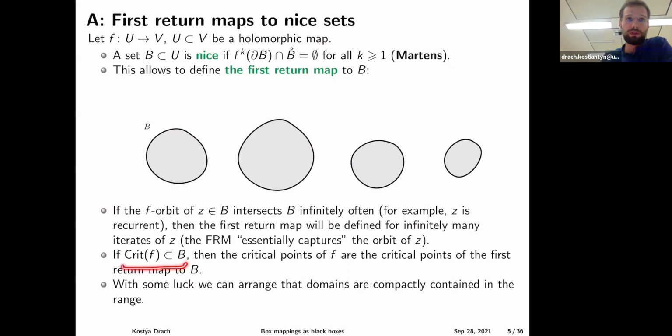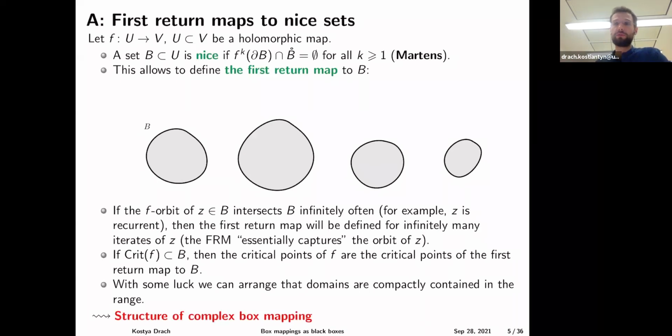If we are careful so that we pick B so that it contains the critical set of our map, then it's easy to see that the critical points of f will be the critical points of the first return map, so that we do not create any additional critical points. And moreover, with some luck, we can arrange so that the domains of the first return map that I drew here are indeed compactly contained. So I have some space between components of the first return map and our starting set. And with that respect, with this procedure, we arrive at a structure of a so-called complex box mapping.